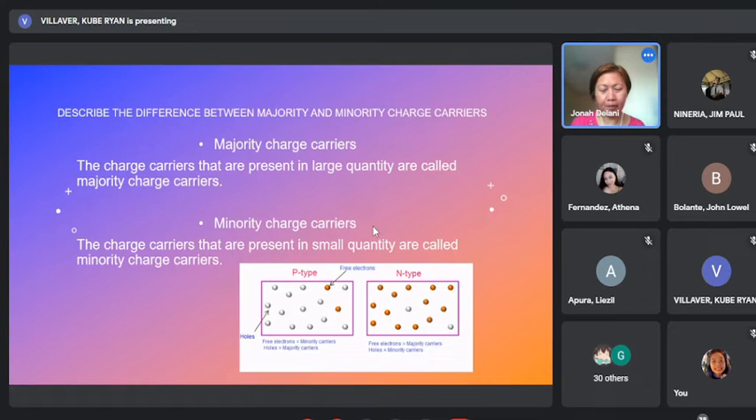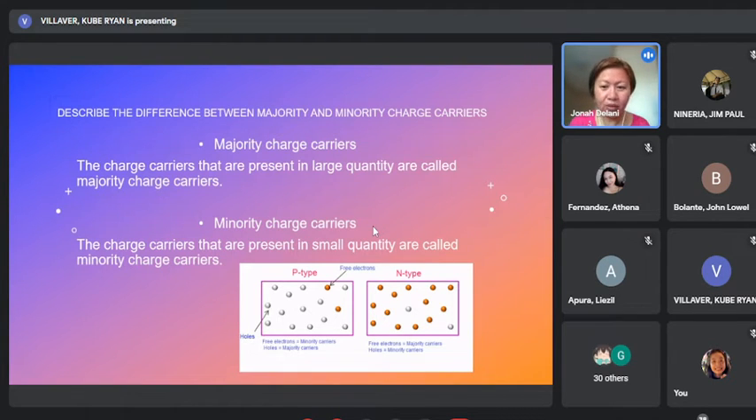In the N-type, there are many excess electrons. That is the ideal, di ba? So the electrons are the majority carriers. And the holes that are present are called minority charge carriers.